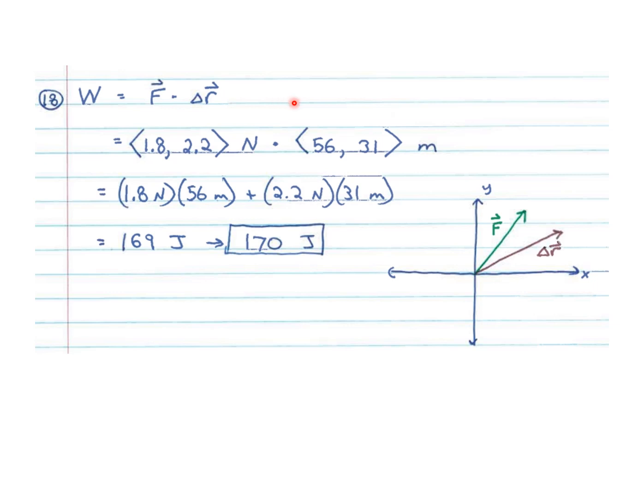So here we have the values that were given in the problem. Scalar product means you take the product of the x's plus the product of the y's, and it gives you 169 joules. I'll round that to 170 joules for two significant figures. By the way, you have an approximate drawing of where those vectors are pointing.